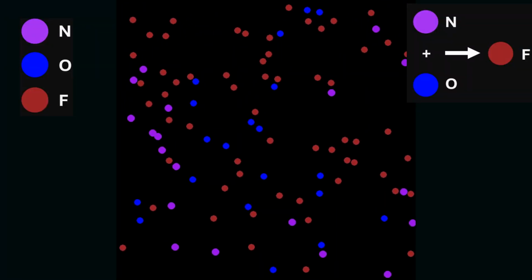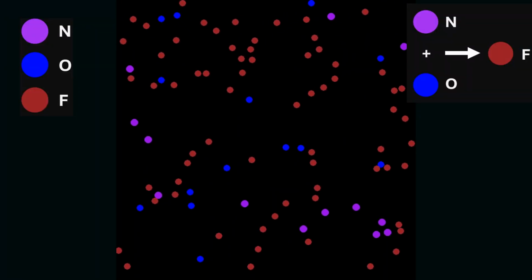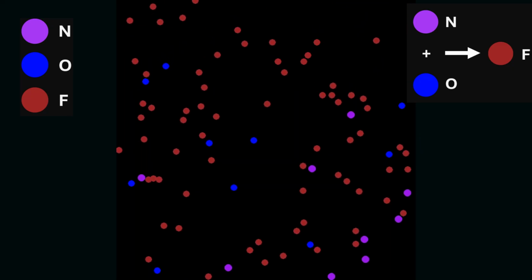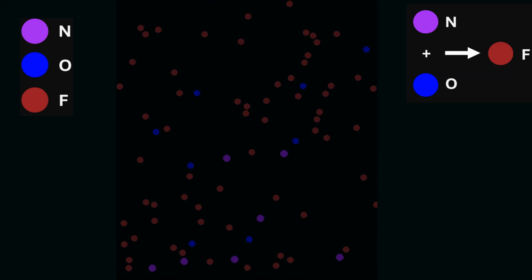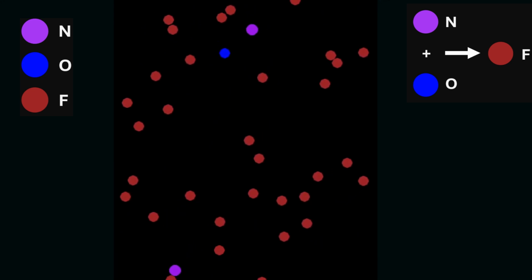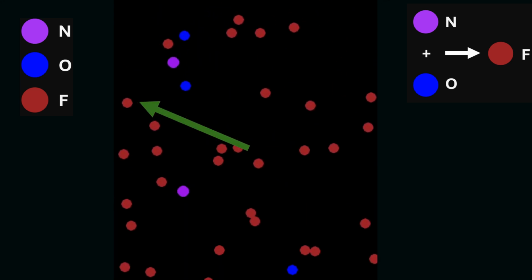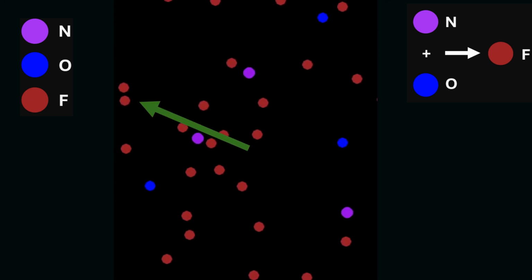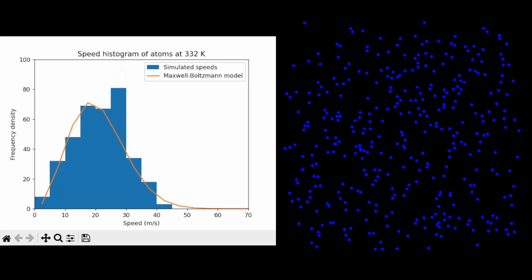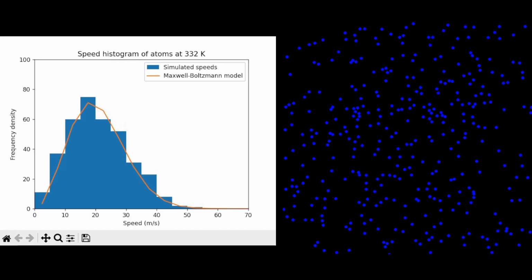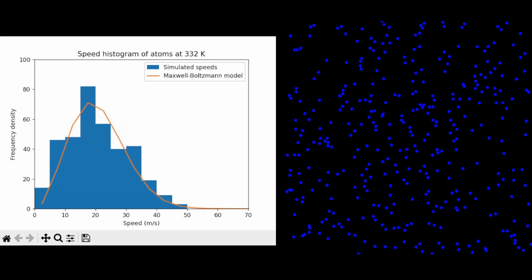I then proceeded to make the collisions elastic, i.e. conserving the momentum of the nitrogen and oxygen atoms during collisions, as well as sizing the atoms correctly. Some of the atoms were wandering off the screen into the abyss, which I shortly corrected, and at this point, my elastic collisions meant that the speeds were Maxwell-Boltzmann distributed. This is the natural distribution of particle speeds for ideal gases.